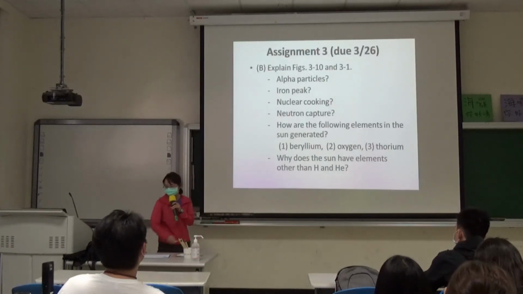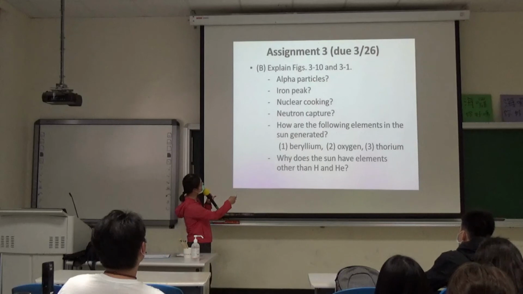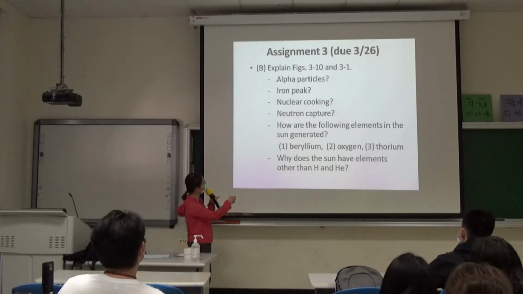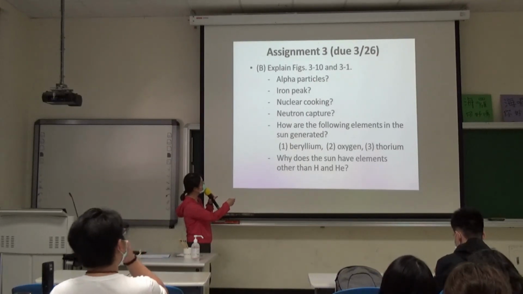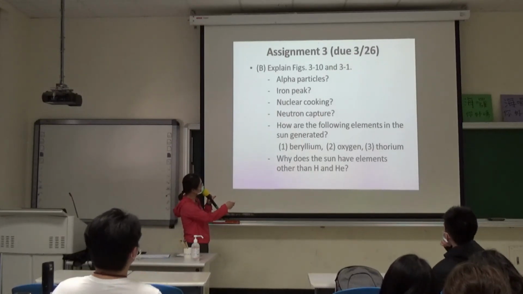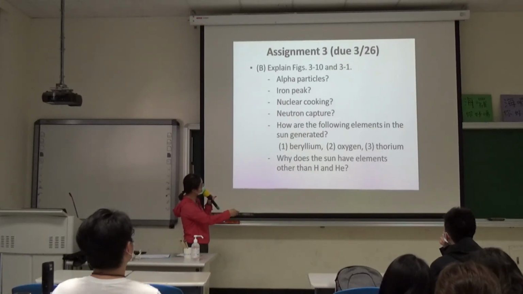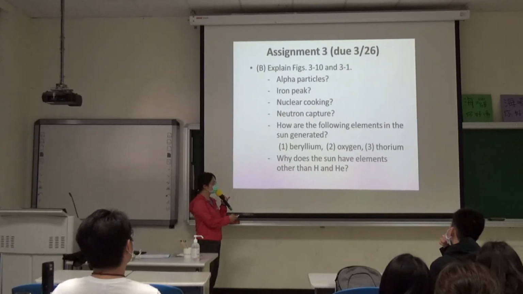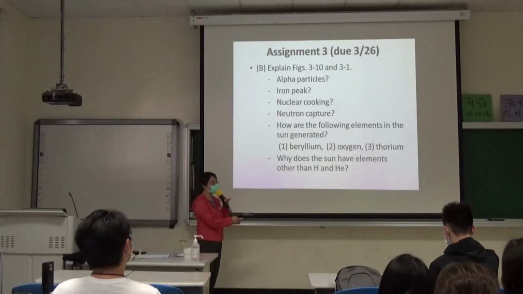Key points. What's alpha particles? Why do we have an iron peak? What is nuclear cooking? What is neutron capture? How are the following elements in the sun generated? First, beryllium. Second, oxygen. Third, thorium.